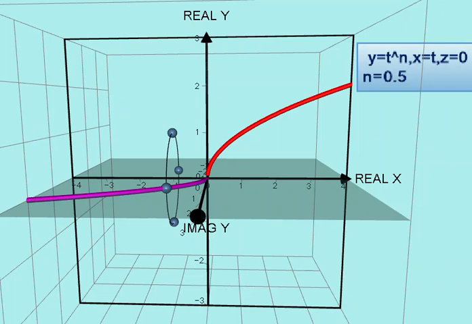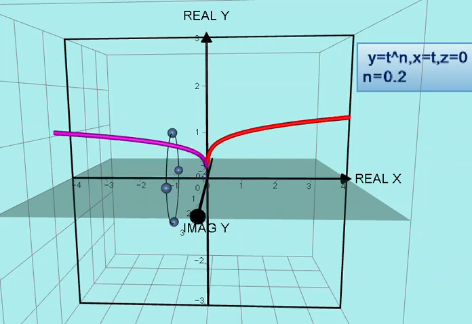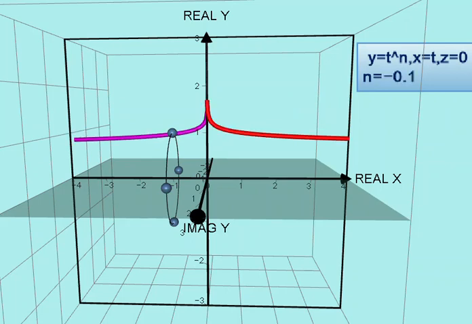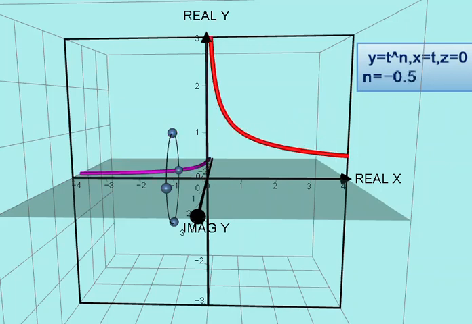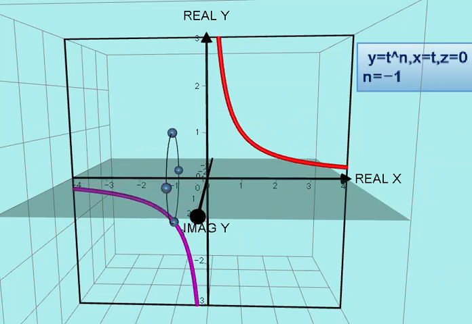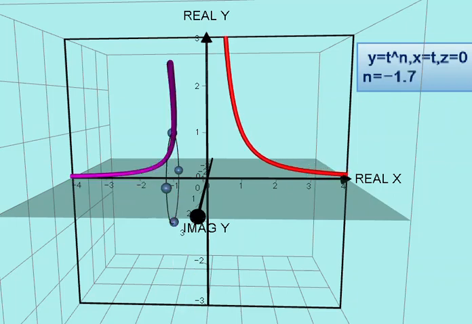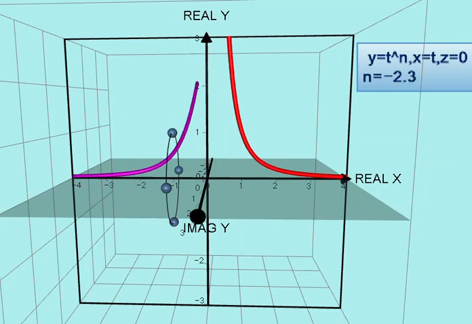Now let's further decrease the value of n. It's quite strange as it approaches 0 there, and that is the horizontal line again. Now into the negatives. y equals x to the negative 1, rectangular hyperbola again. y equals x to the negative 2. Just a little bit further.